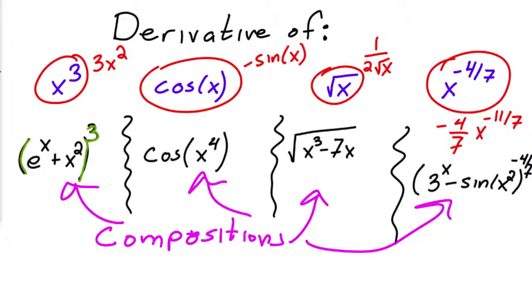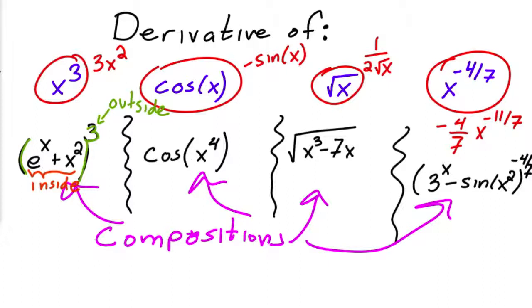the two parts of these functions. So we're going to have an outside function, which is this guy. So here, for example, this guy, this is the outside. And the inside function is going to be this guy right here. So notice that there's always an inside function, in this case e to the x plus x squared, and that's contained in the outside function, which in this case would be x to the third.